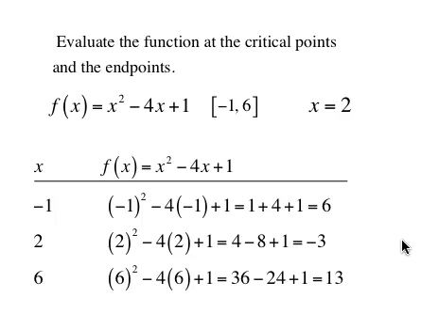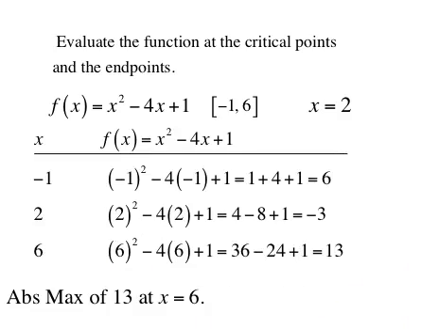The highest value will be the absolute max. So looking at our values, 6, -3, 13. 13 is the absolute max. Where does it occur? It occurs at x equals 6. The absolute min is the lowest value we see over here. Absolute min of -3, where does that occur? That occurs at 2. So that's our process.